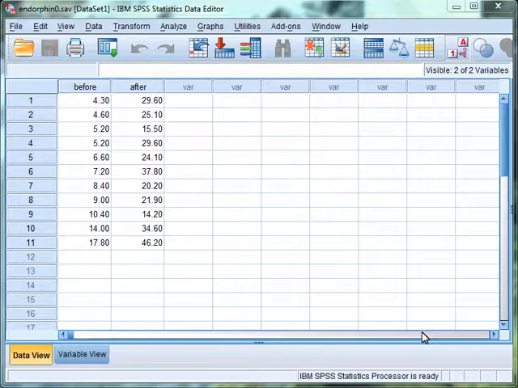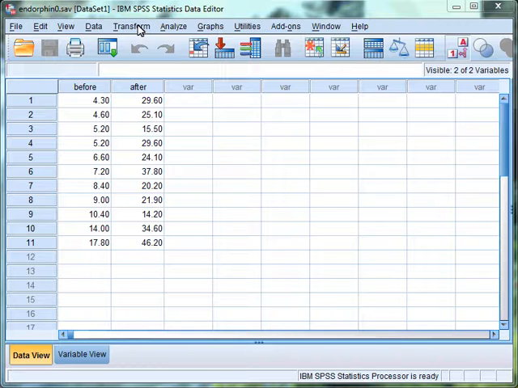Next, we're going to look at how to run a dependent samples t-test. This is where we have one group who are measured over 2 different time points. For example, we might want to look at endorphin levels in a group of runners before and after a race to see whether there has been a significant change in their endorphin levels during the race. In this dataset, we have the endorphin levels of 11 runners before and after a race.